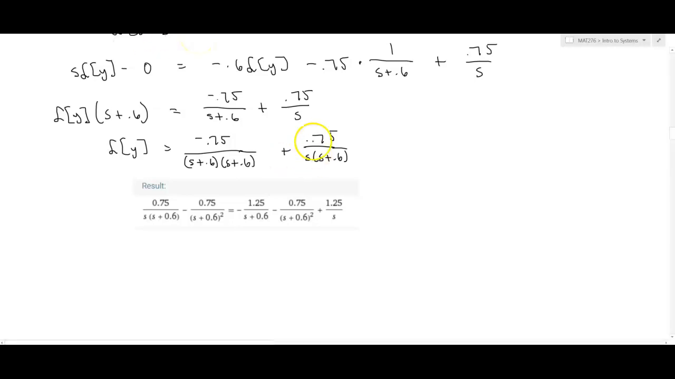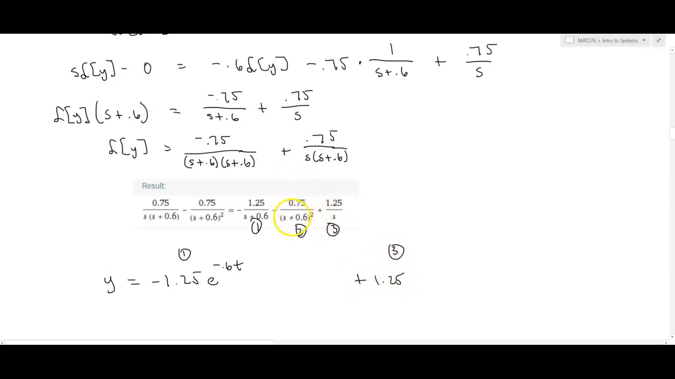Let's focus on just inverting these two guys, and I'm going to skip a couple steps here. We'll invert both sides, and the inverse of this guy will end up being negative 1.25 e to the negative 0.6t. I hope you're getting comfortable with doing these that way. And then the third term, the 1.25 over s, its inverse Laplace, so this is the inverse of 1. The inverse of that one will just be plus 1.25.